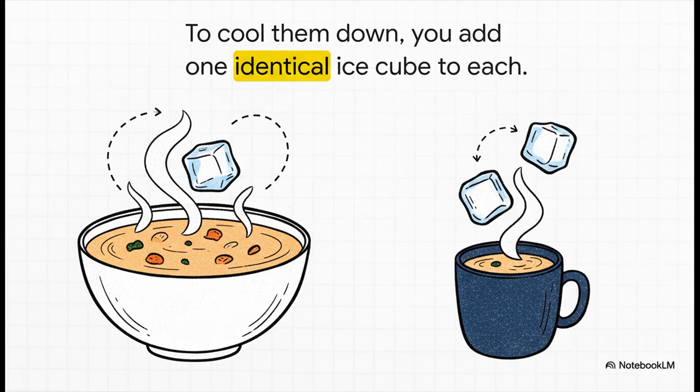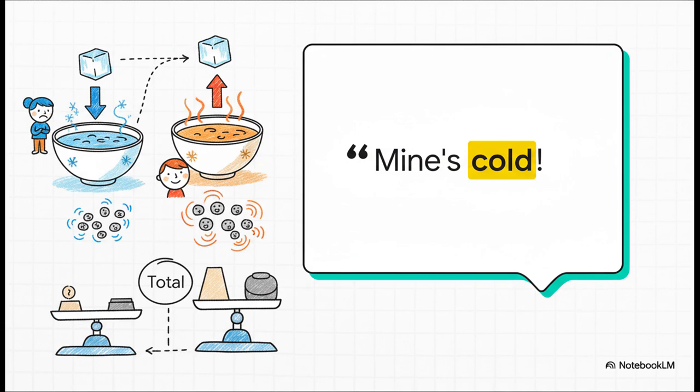But the soup's a little too hot to eat. So you decide to do a little experiment. You grab two identical ice cubes from the freezer and you drop one into your big bowl and one into his small mug. Everything's the same. Same soup temperature, same ice cubes. What do you think is going to happen next? A few moments later, your brother takes a sip and complains, "Mine's cold." But you try yours and it's perfect, still nice and warm. How is that even possible? You added the exact same ice cube to both. Now we have a real mystery on our hands. Why in the world did his soup get so much colder?